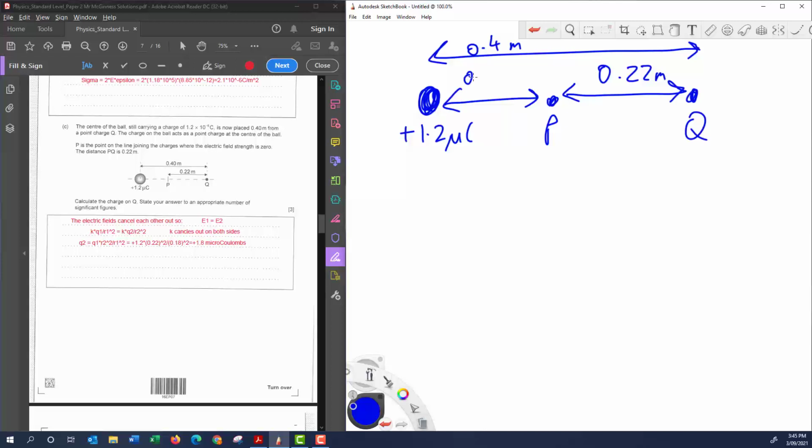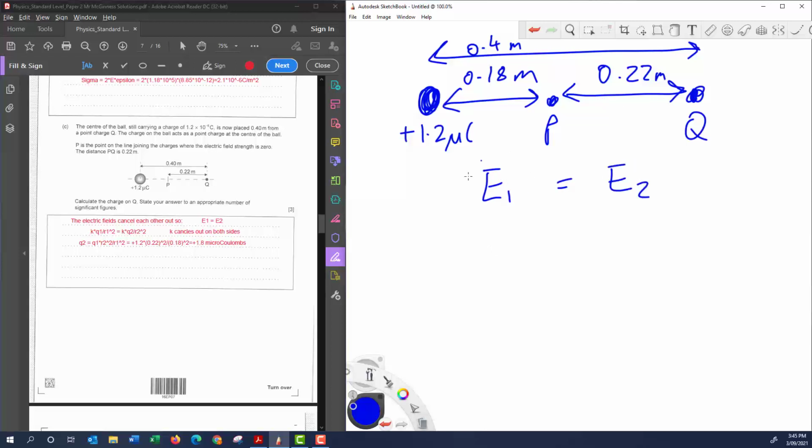So this distance is 0.18 meters. Okay, and then they want us to calculate the charge on Q. So there's some charge over here, such that the electric field strength in the middle here is 0. To figure that out, we know that the electric field strength coming from this must cancel out with the electric field strength from this. So if I call this one E1 on the left-hand side, that must equal E2.